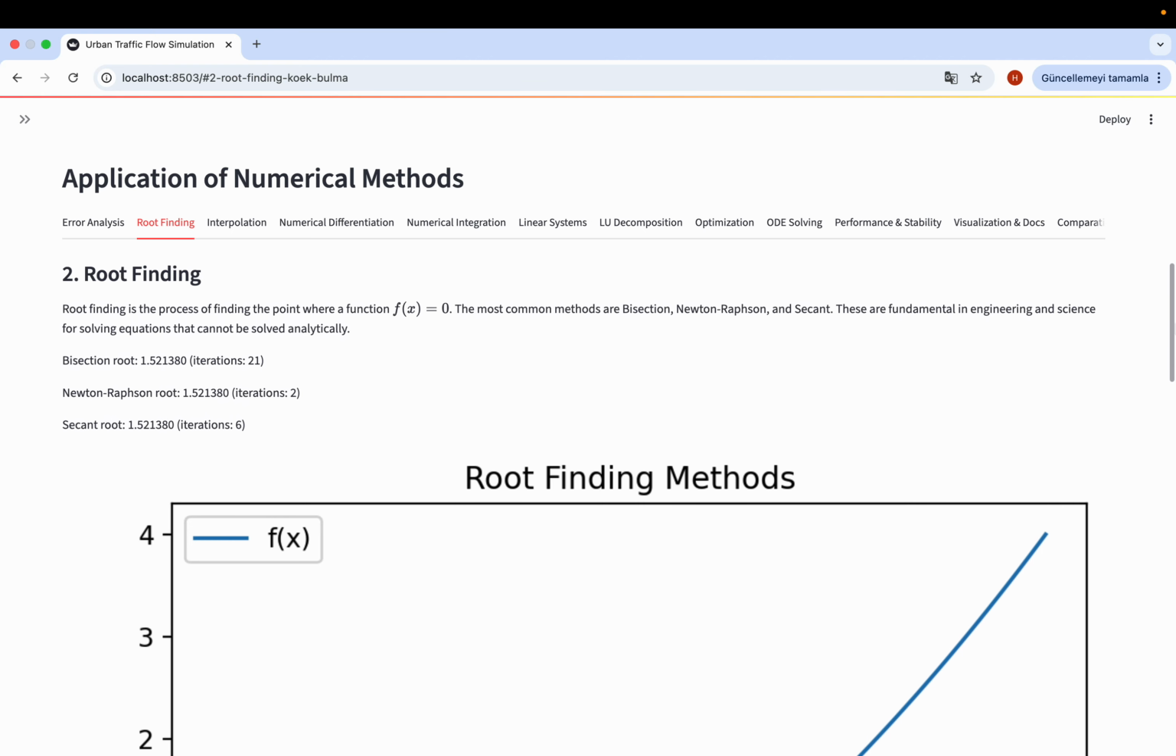Bisection root 1.5, iterations 21. Really slow but reliable. Newton-Raphson root 1.5, iterations 2. Absolutely fast but needs a derivative. And secant root, the same number, but iterations 6. Good balance.